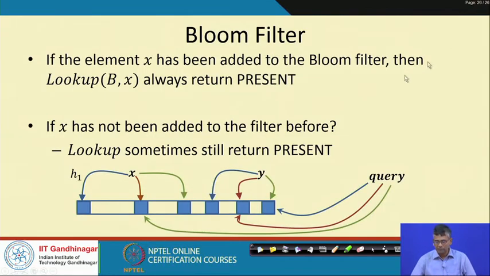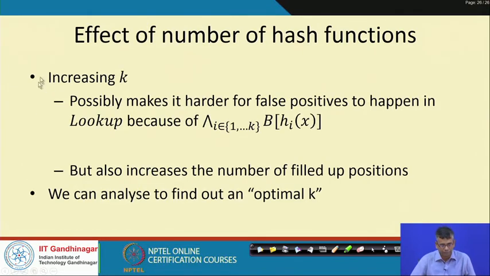If you think about it, really two things are happening. Increasing k possibly makes it harder for false positives to happen, right, because when you call the lookup function, it looks at k bits and takes their AND. So, if k is large, then the chance that any one of these bits has been turned on by some other element is going to decrease as k increases. So, that is a good thing, right. Therefore, increasing k potentially decreases the probability of false positives.